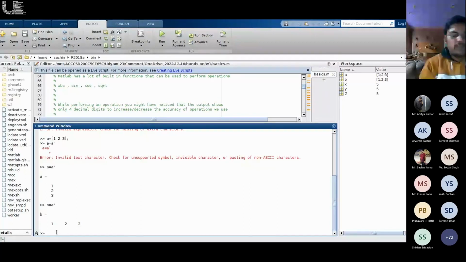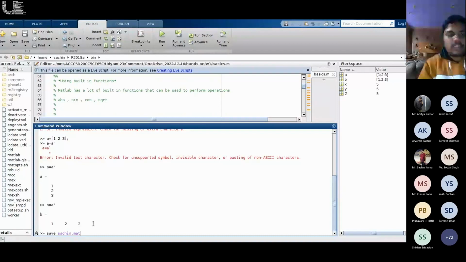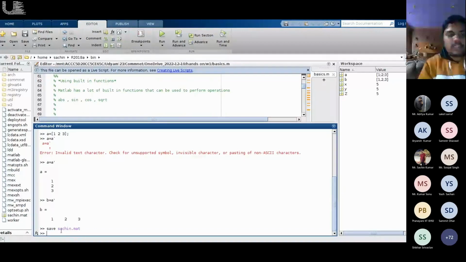So I can use save, I can give any name. Okay, like let's say sachin dot mat. And when I'm executing this, it will save those values in the sachin.mat file. Understood what I'm saying?